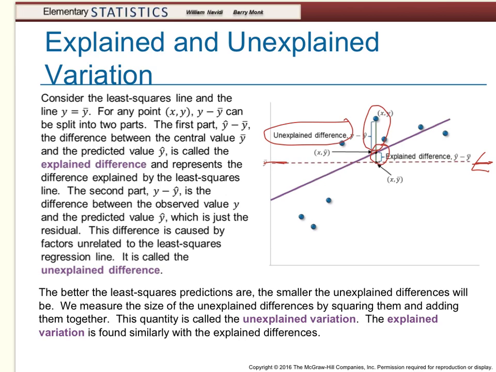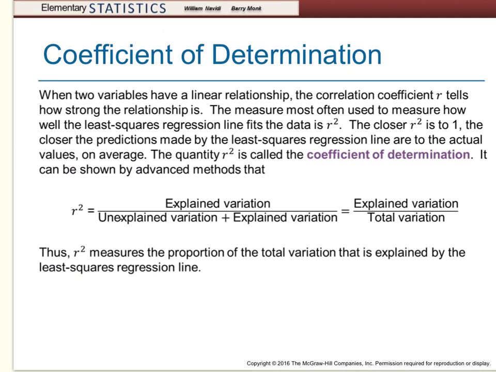We measure the size of the unexplained differences by squaring them and adding them together. This quantity is called the unexplained variation. The explained variation is found by a similar result with the explained differences. When two variables have a linear relationship, the correlation coefficient r tells us how strong the relationship is. The measure often used to measure how well the least square regression line fits the data is r squared.